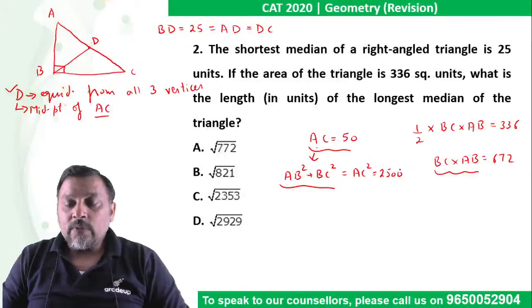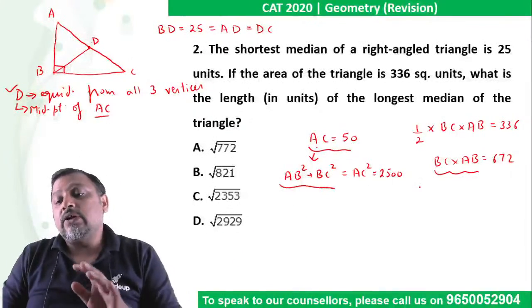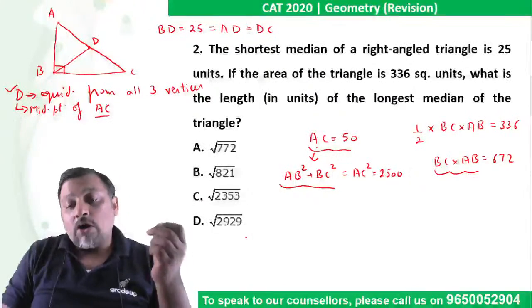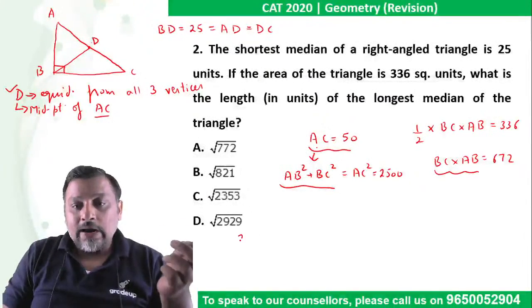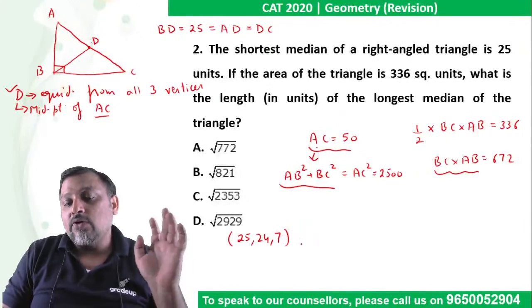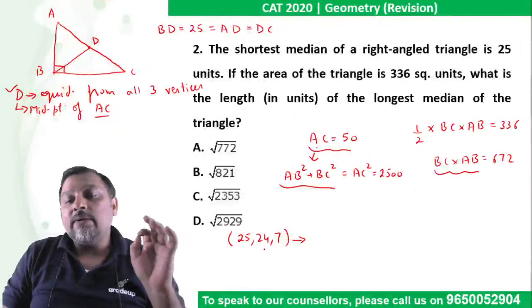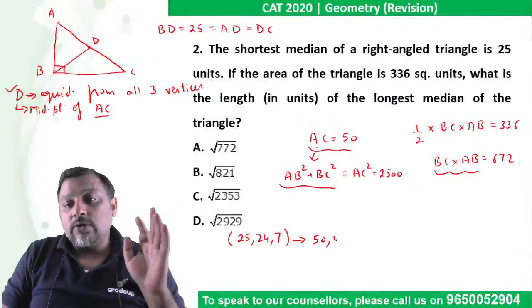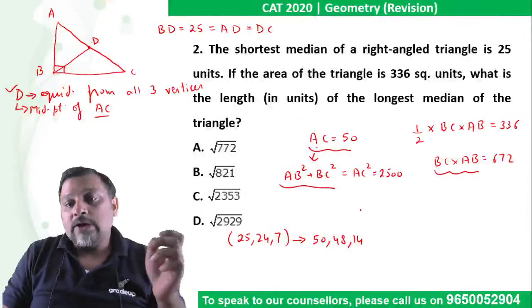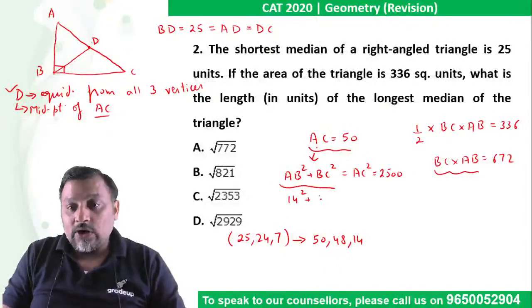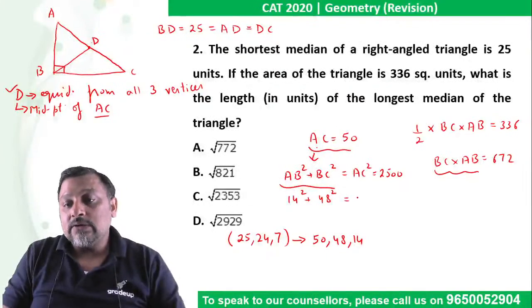Is this clear? Okay, or we could have also used the knowledge of Pythagorean triplets, instead of solving these two equations. 25, 24 and 7 is a Pythagorean triplet, and if I multiply it by any constant, it will remain a Pythagorean triplet. So this is also a Pythagorean triplet, and you can clearly see that if I say AB is 14 and BC is 48, this is nothing but this only.